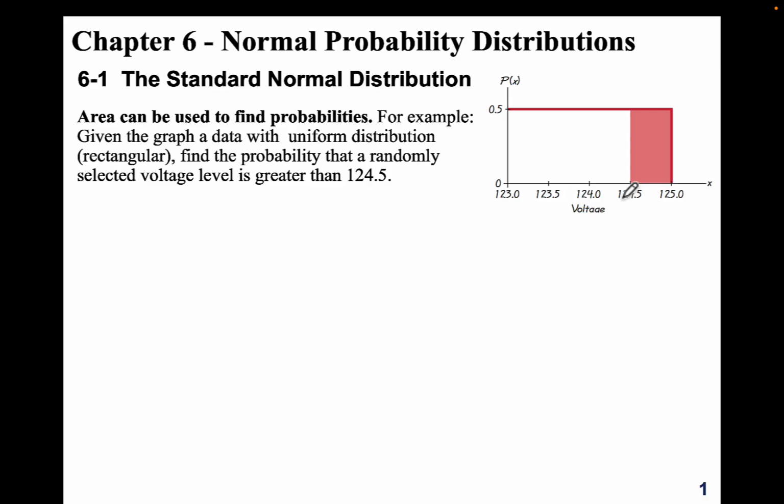Let me show you. Underneath the rectangle here, we've got a height of 0.5. I got that from right here. And a base of our rectangle, 124.5 to 125.0. That is a distance of 0.5.